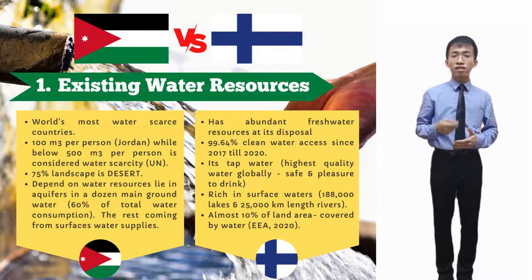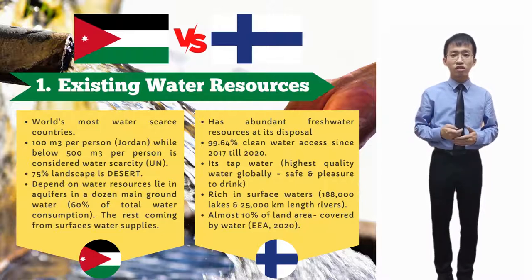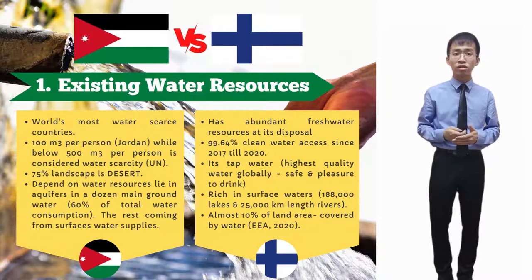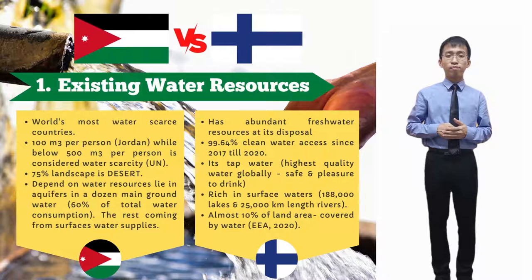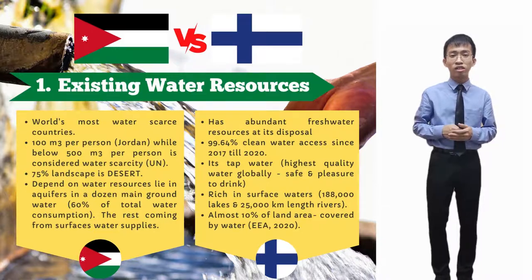On the other hand, Finland has abundant water resources at its disposal. All surface water plants in Finland and several groundwater plants run chlorine disinfection, which provides them with plenty of clean water supply. For your information, from 2017 till 2020, clean water access for people who live in Finland was 99.64%, which shows that the country does not lack clean water supply, unlike Jordan. And besides, tap water in Finland is graded among the highest quality water in the world, and it is not only completely safe, but also a pleasure to drink.